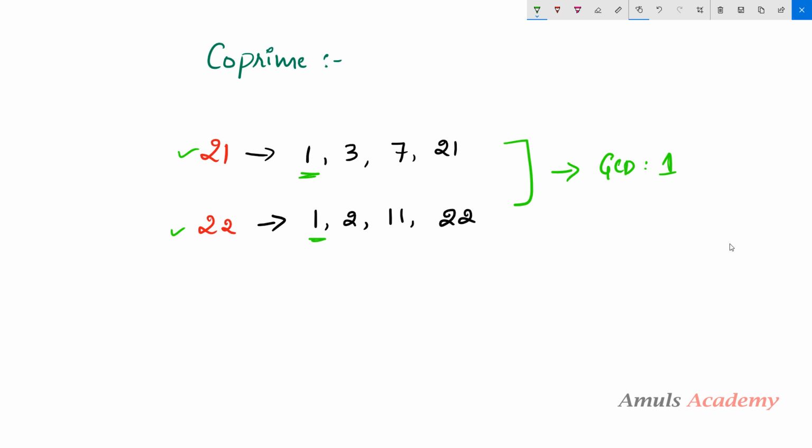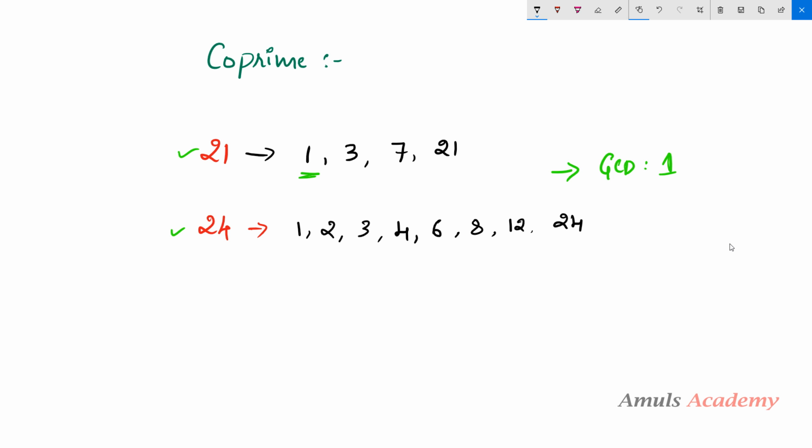Now if I take another number instead of 22, I'll take 24. 1, 2, 3, okay, so these are the factors. Now if you find the common factors, 1 is common, 3 is common. Okay, 1 and 3 are common, and the greatest common divisor is 3. So 21 and 24 are not coprime, because we want the greatest common divisor to be 1. If it is not, then they are not coprime.